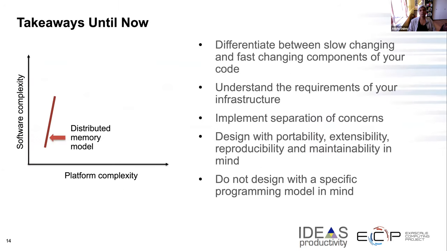So the takeaways until now are, for the software design, we need to differentiate between slow changing and fast changing components of the code. We should understand the requirements of the infrastructure and implement the separation of concerns as a first class concern in the design of the infrastructure. One should design with portability, extensibility, reproducibility, and maintainability in mind. And one should not design with a specific programming model. The design should come first, and its implementation into a programming model should be the second step.